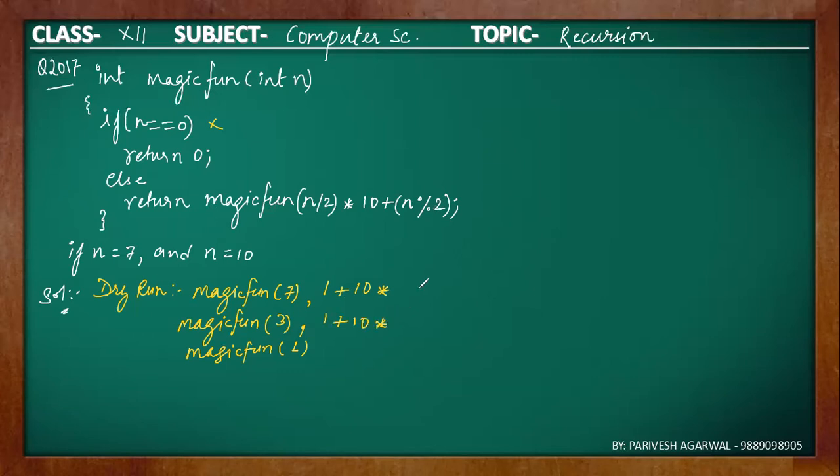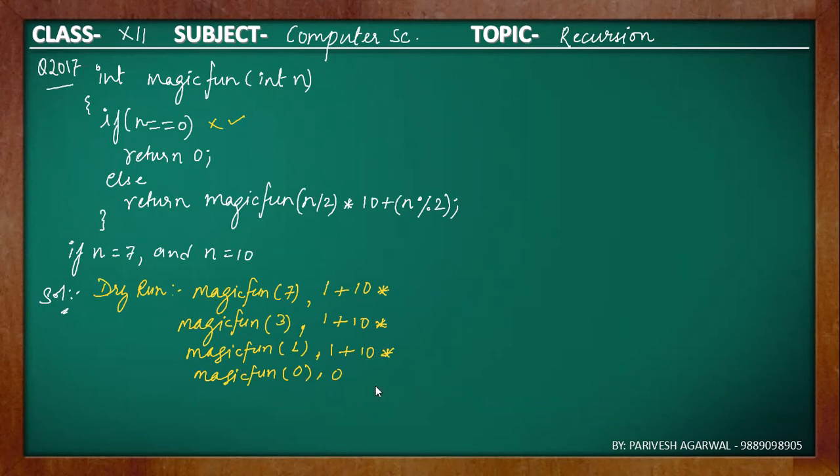After that, the function is invoked again by taking the value 1. Again the first base case is false. It moves to the else block and calls the function magic_fun. 1 divided by 2 will give you 0. And it returns n modulus 2, that is 1 modulus 2, 1, 1 plus 10 multiply. Now, when 0 is passed, the first base case becomes true, so it will return 0. So here the recursion takes place and recursion stops.